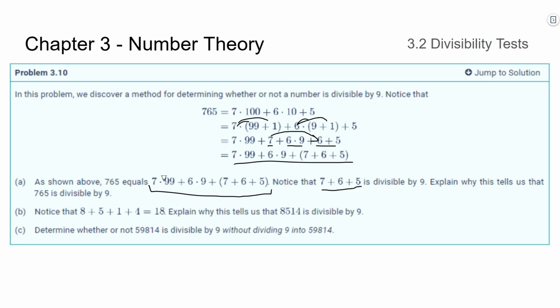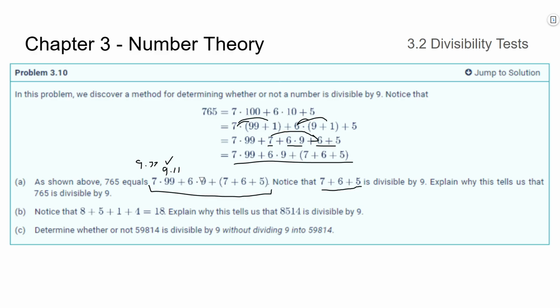It's going to be 9 times something would get us here, because 99 is just the same thing as saying 9 times 11. We can actually just rearrange this. We can do 11 times 7. And so it would be 9 times 77. So if you were to divide by 9, you would be left with 77 with 0 remainder. So that checks out. That's divisible by 9.